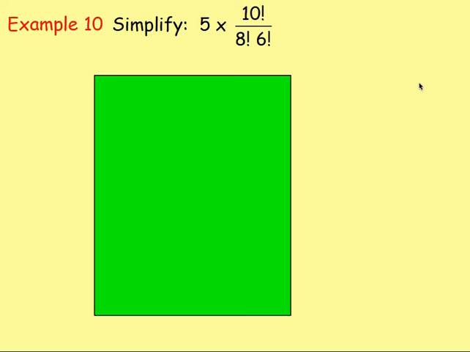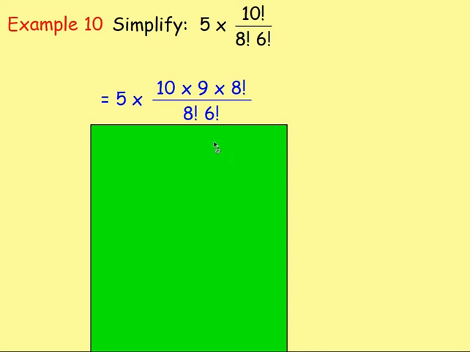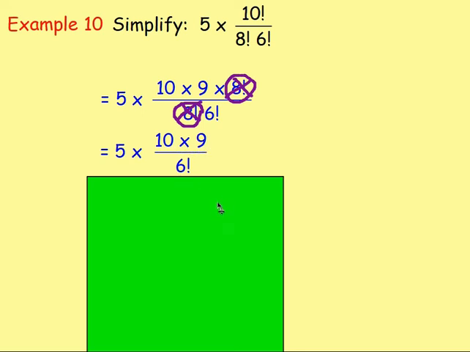Example 10, simplify 5 times 10 factorial over 8 factorial, 6 factorial. So once again, with this fraction, you want to try and aim for the same factorial at the top and at the bottom. And we can do that because 10 factorial we can write as 10 times 9 times 8 times 7 times 6. But we can stop at the 8 because it's 8 times all the numbers before that, which is 8 factorial. It means again at the top you've got an 8 factorial here. At the bottom you also have 8 factorial. So cancel them out. Boom, boom, boom. And it means that you are then left with 5 times 10 times 9 over 6 factorial.